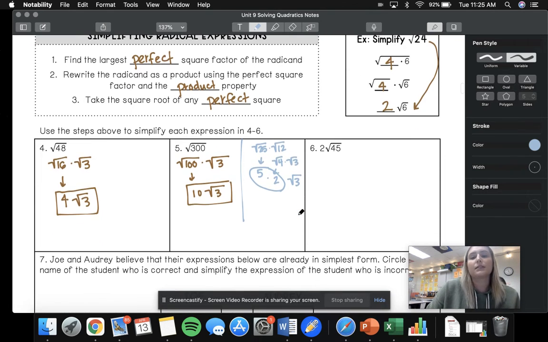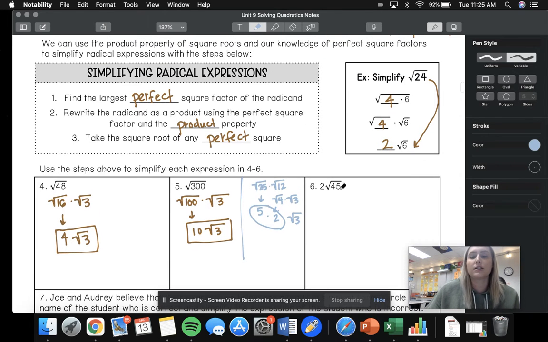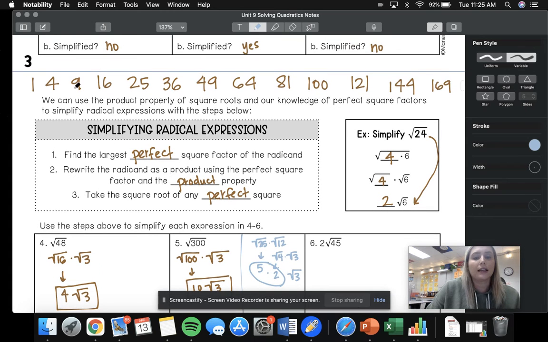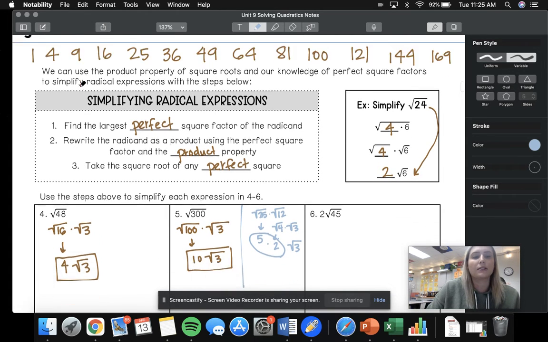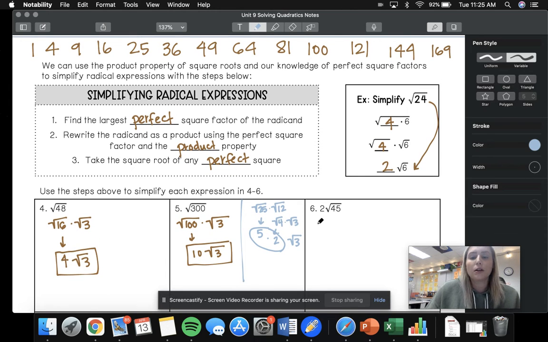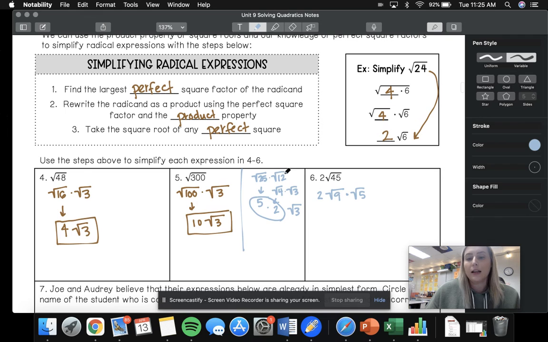Okay. Number 6, 2 square root of 45. So I need to look right now at the square root of 45 and look for the perfect square. Looks like 9 might be it. I don't think anything else is divisible into 45. So I'm going to write the 2. I know that 9 is divisible into 45, and I'm going to do 45 divided by 9, and I get 5. So this right here is the same as the square root of 45. And then I know that the square root of 9 is 3. So then I multiply 2 and 3, because those are my numbers on the outside, and I get 6 square root of 5.